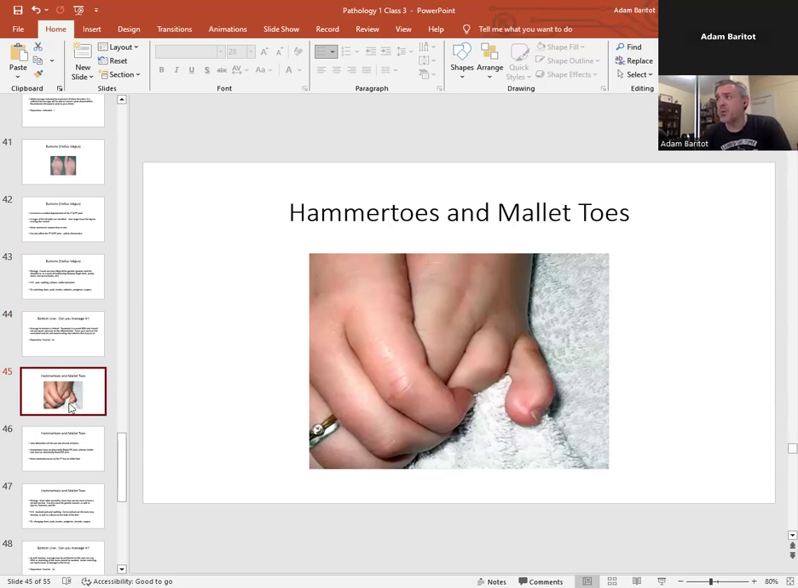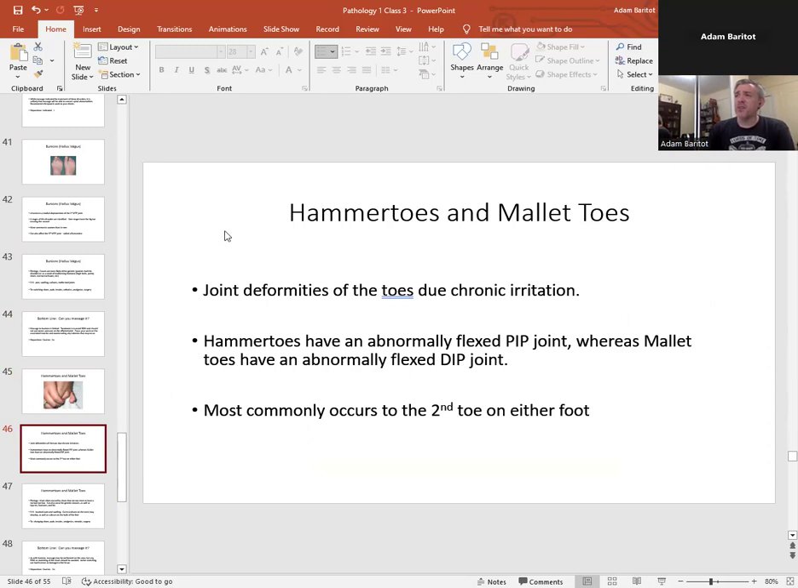Next come hammer toes and mallet toes. These are joint deformities due to chronic irritation. Hammer toes and mallet toes are almost exclusively caused by shoes that are too short. You're trying to wedge your feet into shoes that are not long enough for your foot. It's much less of a problem now than it was 30, 40 years ago. There was an aesthetic back in the 1950s and 60s. Women at that time were afraid of their long feet, and they were trying to wear shoes that were too short, thinking it made them look more delicate when actually it just damaged their feet.